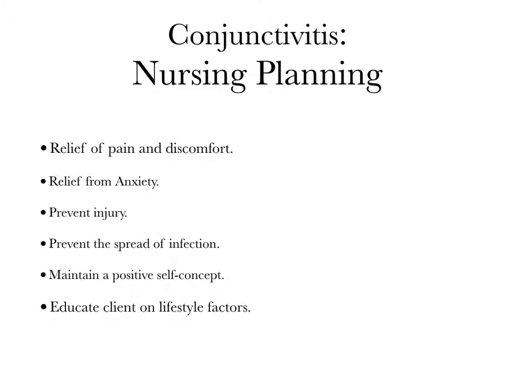So the conjunctivitis nursing plans include addressing all of these potential diagnoses. So you're going to come up with a plan for pain management, an anxiety management plan. You're going to prevent injuries, so this will be safety precautions like fall precautions if the patient is extremely compromised in their ability to see, especially if it's in both eyes with a lot of swelling, discharge. You also are going to prevent the spread of infection. That's going to have an education element, and you're going to want to help the patient maintain a positive self-concept.